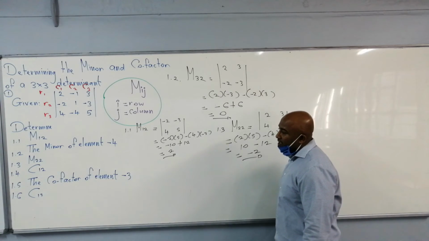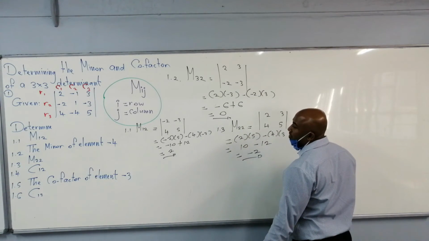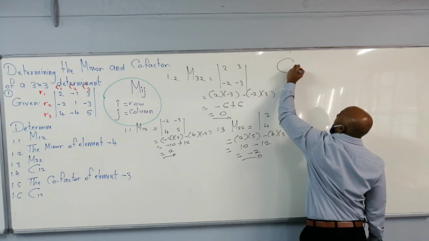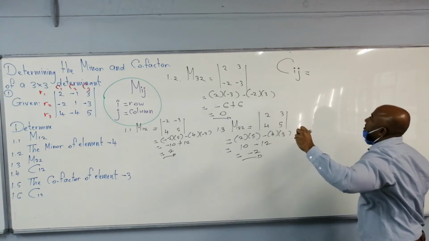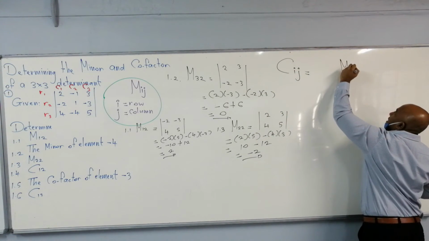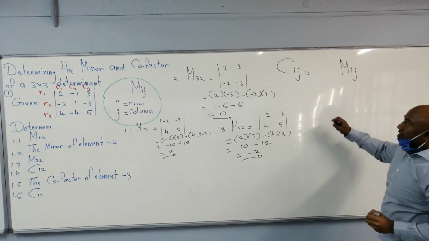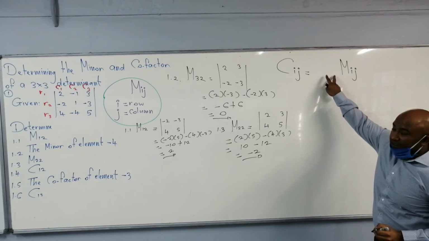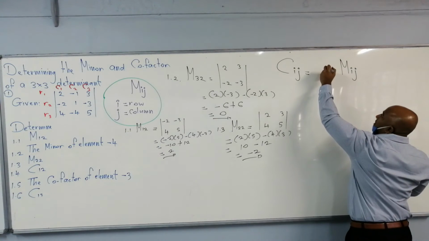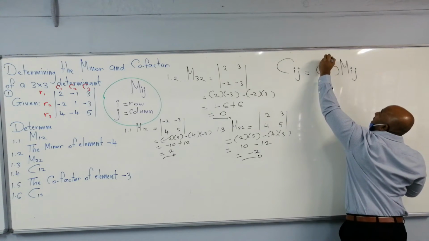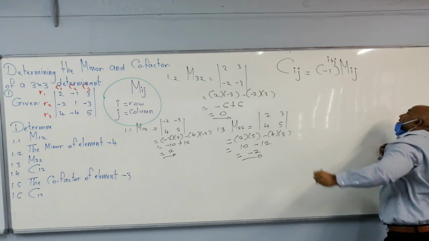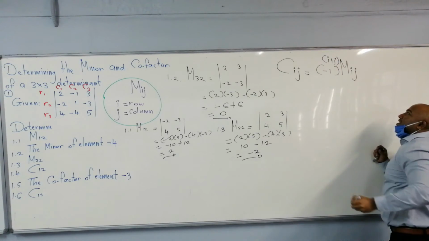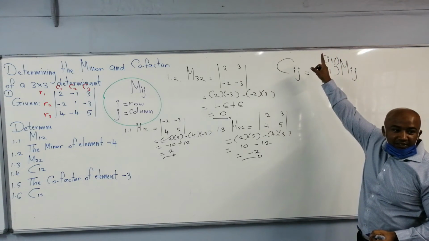Now, you see the letter C. C stands for cofactor. So this is the formula for cofactor. It's equal to the minor Mij. So in order to find the cofactor, you have to find the minor. But now there's something in front here. It's always going to be minus 1 to the power i plus j. So the only difference between the minor and the cofactor is the minus 1 to the power something in front.